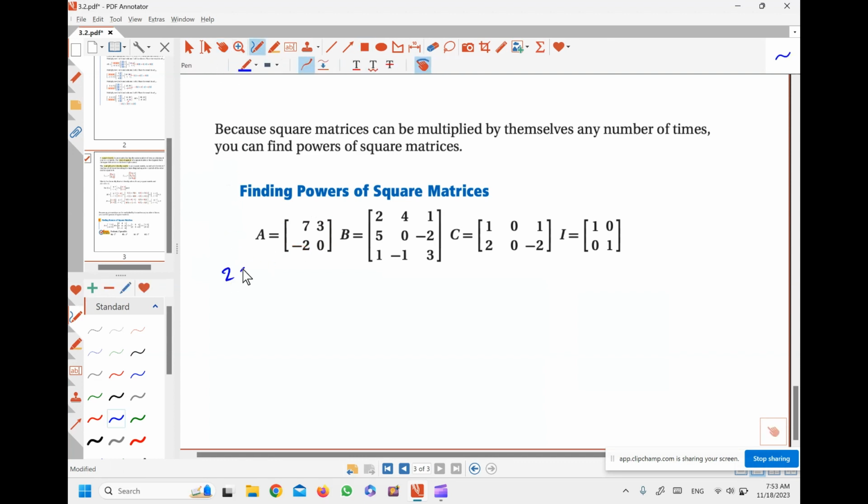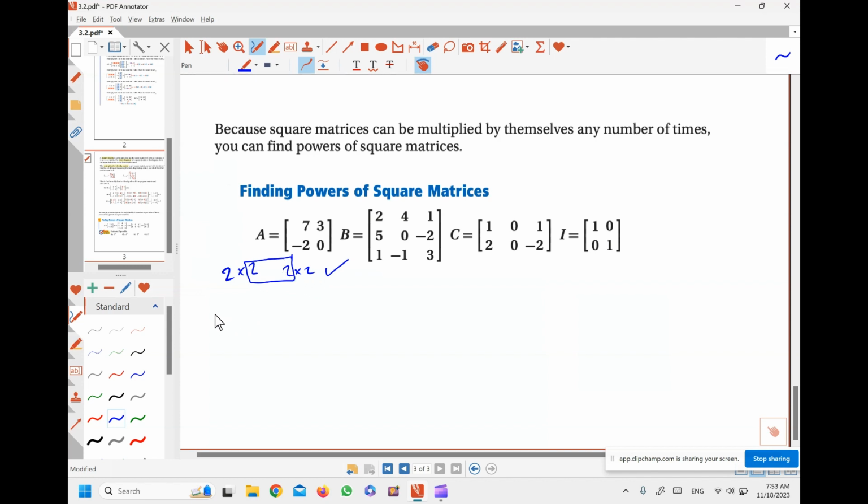We have a 2 by 2 matrix, and we multiply the matrix A by itself, another 2 by 2. The inner dimensions are the same: the number of columns in the first is the same as the number of rows in the second, so that means we can do this multiplication. So we can multiply square matrices by themselves, and we can take their powers.